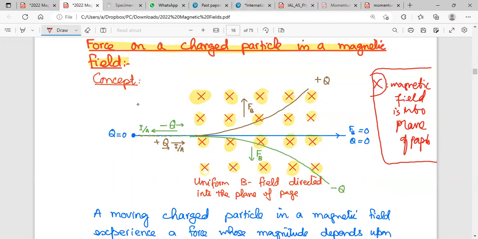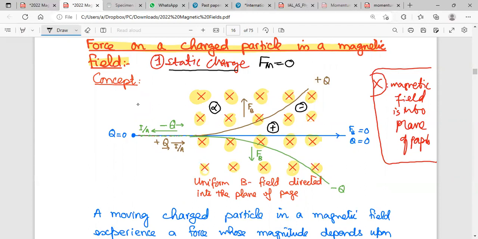Now, there are some scenarios. Let me first tell you about two scenarios. The first scenario is the static charge. If the charge is static inside the magnetic field, then it is not going to experience any force. The magnetic force acting on it is zero. Let's say a positive charge is placed anywhere, a negative charge is placed anywhere, an alpha particle is anywhere, and all of them are at rest. Although they are inside the magnetic field, the magnetic field is not interfering with them. Why? Because the charge is at rest. So the static charges will not experience any magnetic force.